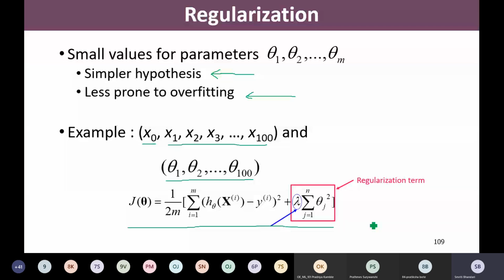This lambda is known as the regularization parameter, and this entire term lambda summation over j equal to 1 to n theta j squared is known as the regularization term. It is introduced to reduce the values of thetas so that we can control the contribution of various different features that are describing our sample.